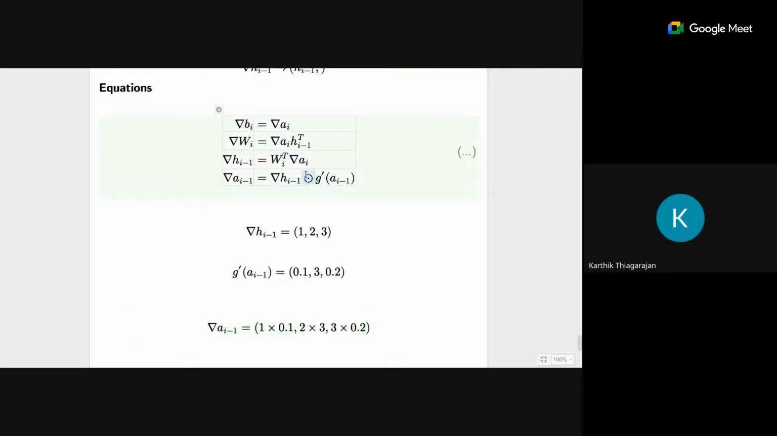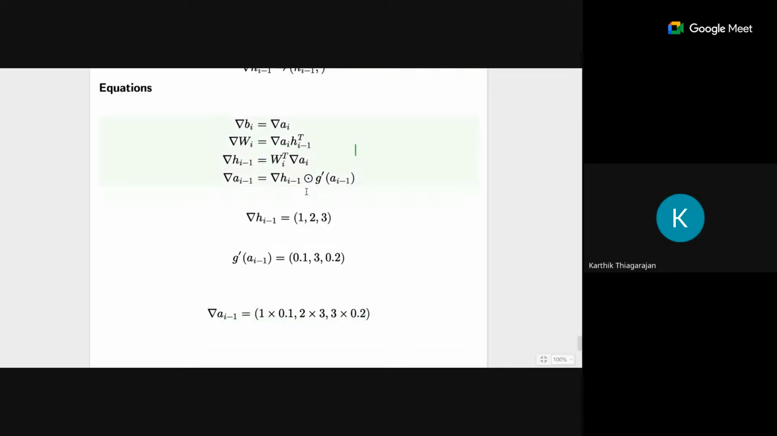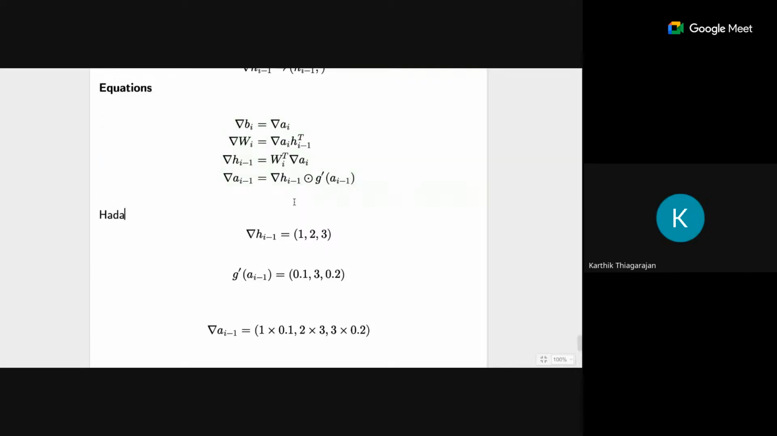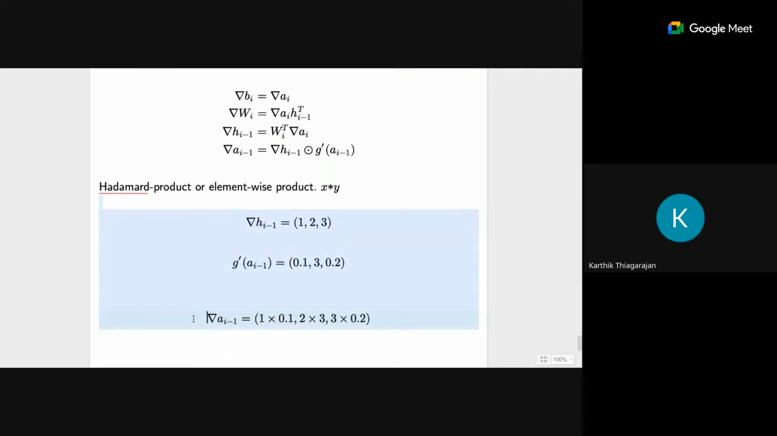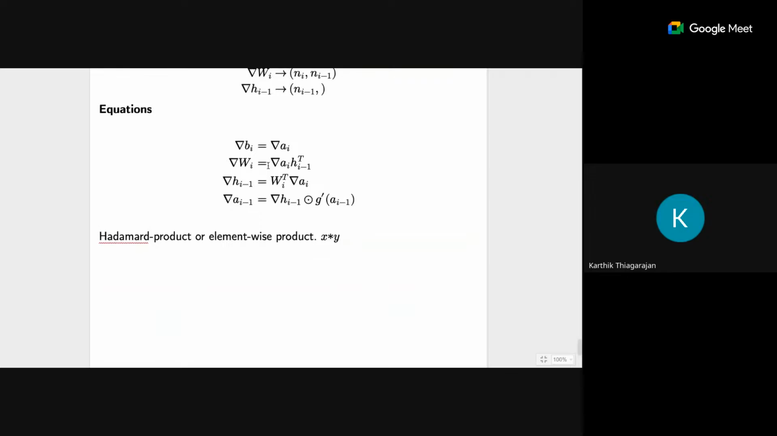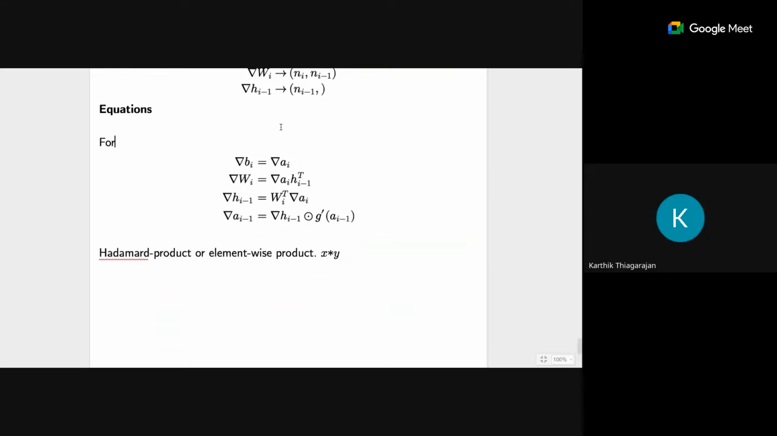This is sometimes called the Hadamard product, right? Libraries like NumPy, if you try to multiply two NumPy arrays like this, x into y, will give you this element-wise product. Okay. So is this clear to everyone? These are the backward pass equations. Now we just run it in a loop.